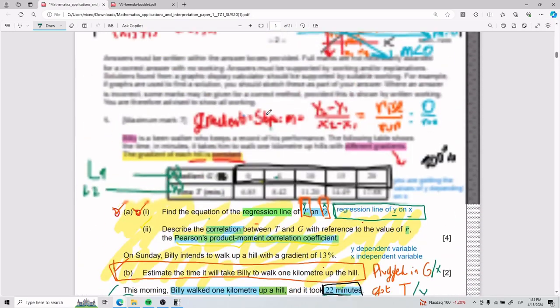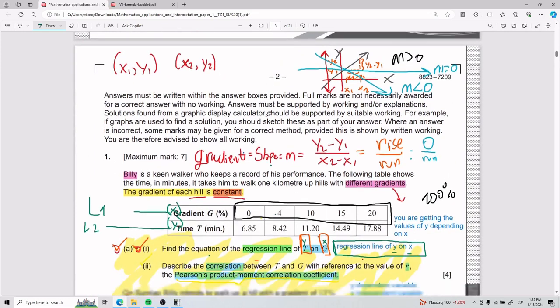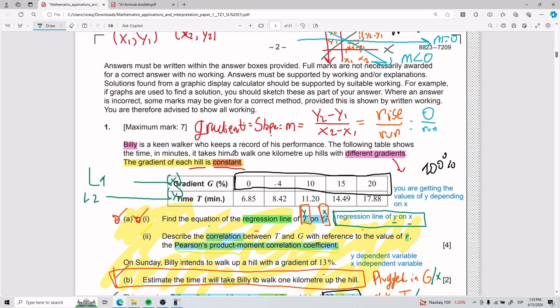All right, that was a lot of blah blah, but I'm sure for some of you it was super helpful. So that is number 1, and I hope it helped.